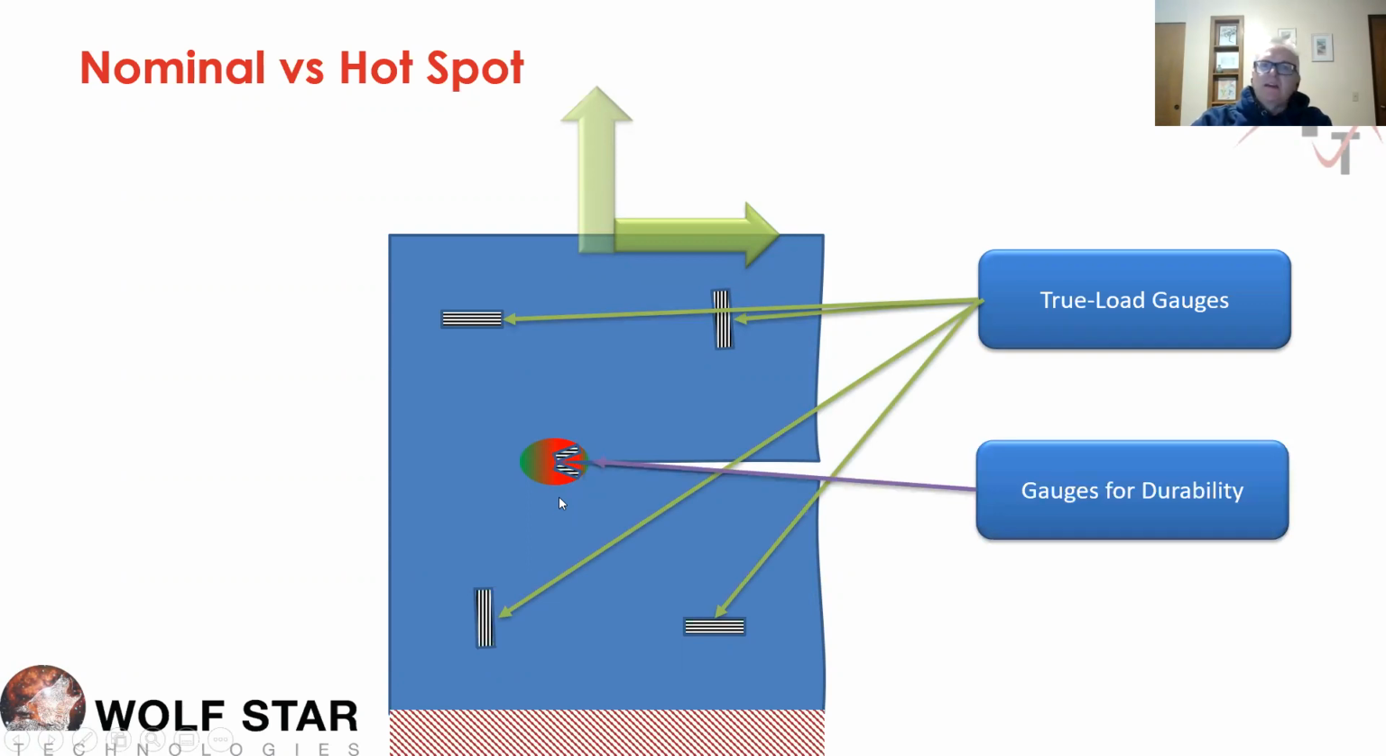And the true load tool has got all sorts of great tools for allowing you to use both true load sensing gauges and these gauges in hotspots, which we call gauges of interest. So this is a very powerful tool, and we want you to do this, but just remember that you need to have gauges in nominal areas in order to calculate your loads.